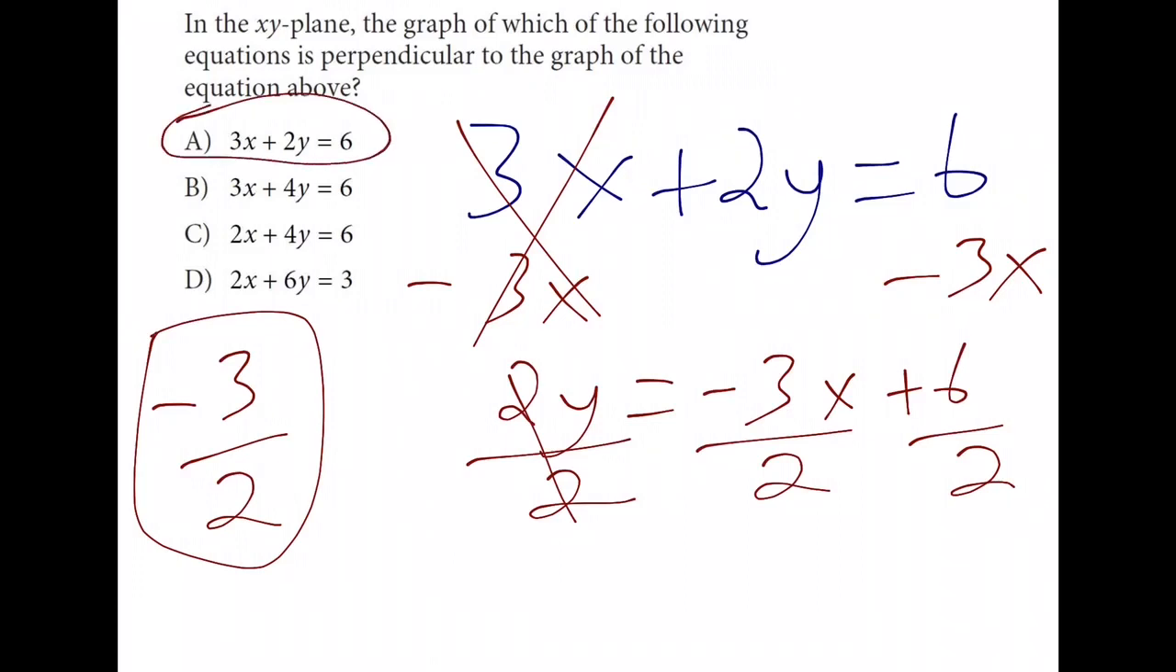We could have identified this just by looking at the coefficients. We know we're going to subtract the x term and divide by the y term. So a negative 3/2, a negative 3/4, a negative 2/4, or a negative half, and a negative 2/6, or a negative 1/3. That's why A was correct.